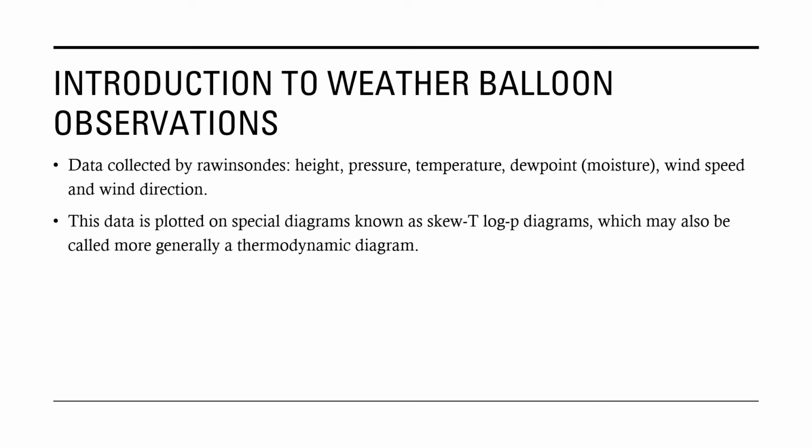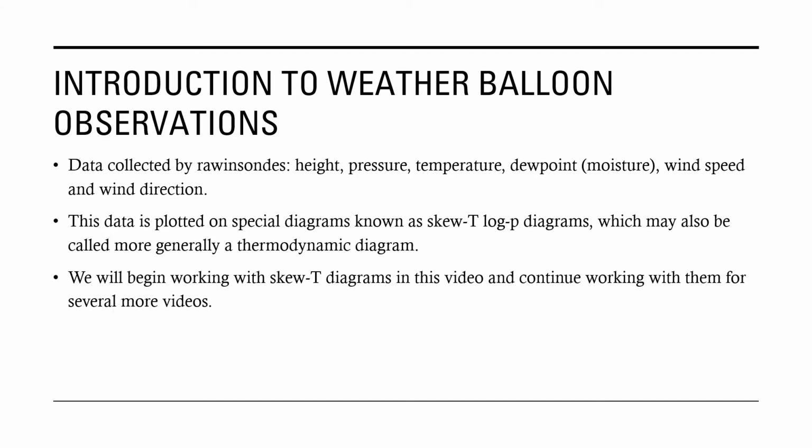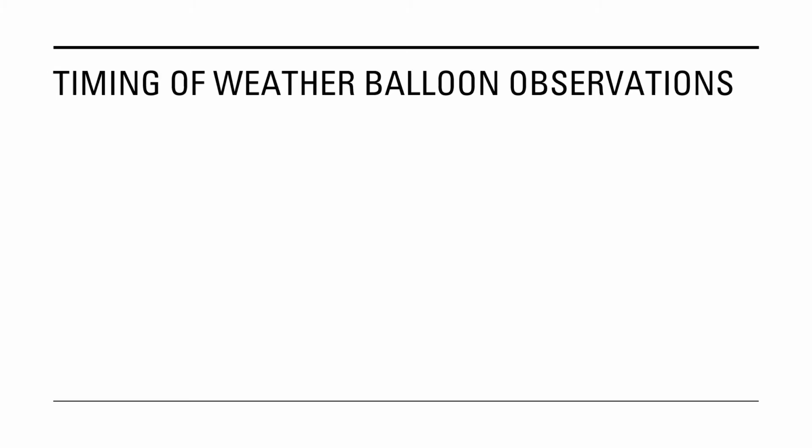And then this data is plotted on a special diagram. In general, they're called thermodynamic diagrams, but the specific name for the diagram that we'll be using is called a skew-T log P diagram. We'll be working with these skew-T diagrams, we'll call them skew-Ts for short, in this video, and we'll continue to work with them for several more videos as well. We'll explain different parts of them, different pieces as we go through. But we'll get to the skew-Ts in part B of this video.